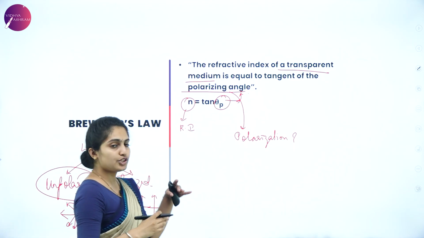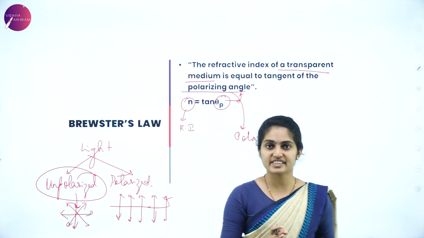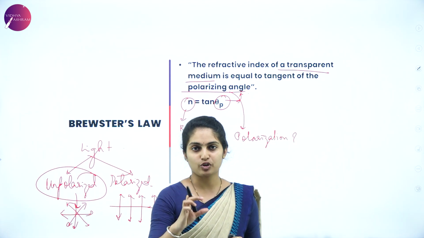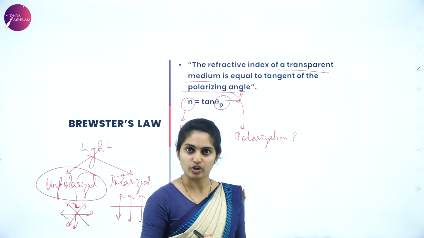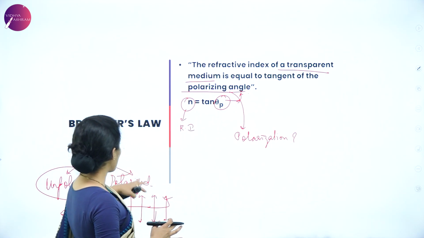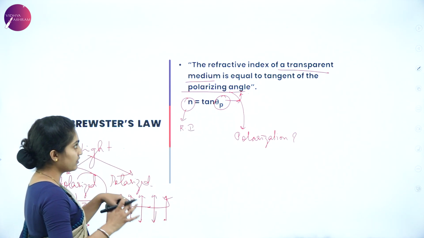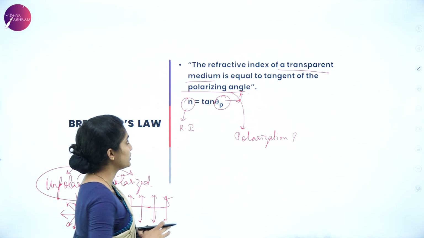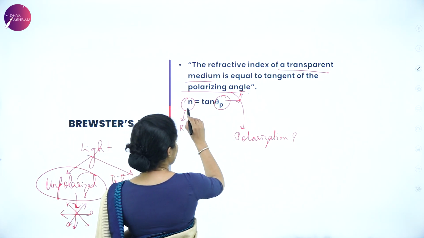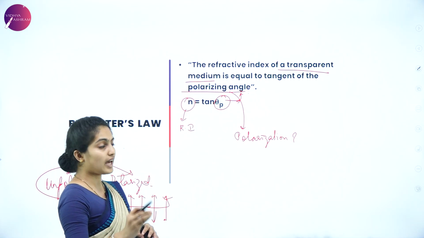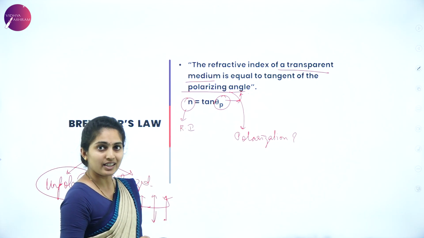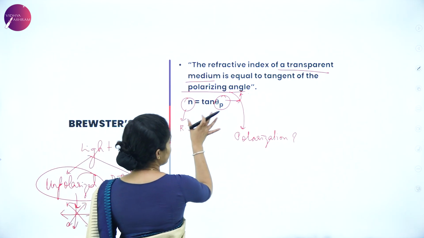The conversion of unpolarized light to polarized light can be done with the help of an instrument called polaroids. So this is what polarization is, from where we get the Brewster's angle concept, that the refractive index of a transparent medium is equal to the tangent of the polarizing angle. So how do you get exactly this equation?